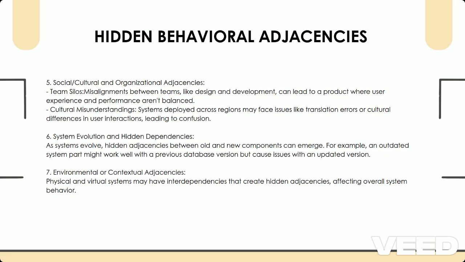System evolution and hidden dependencies. Old components may not align with the updated system. For example, an outdated system part working with an old database but failing with a new version. Environmental and contextual adjacencies. Physical and virtual interdependencies affecting system behavior. For example, cloud services relying on network stability in different regions.